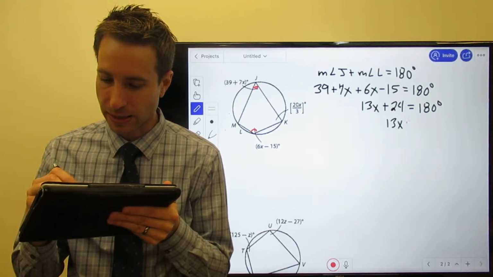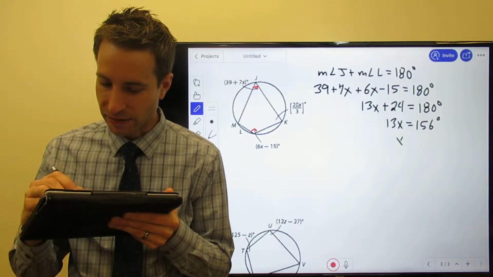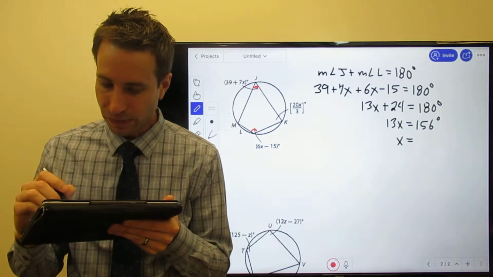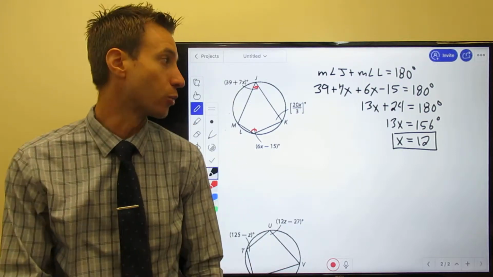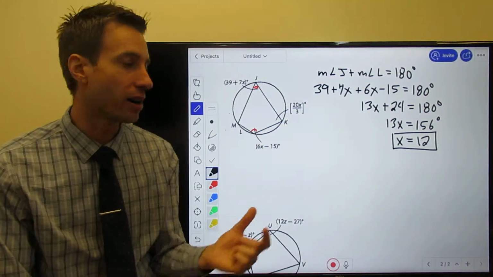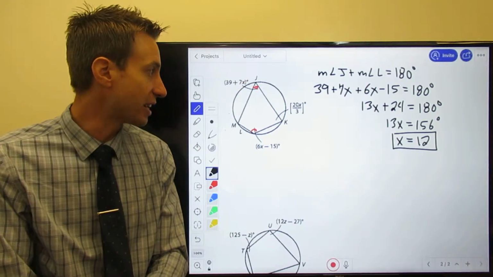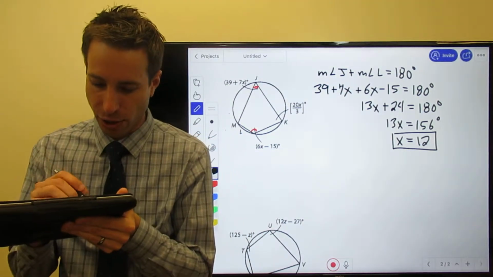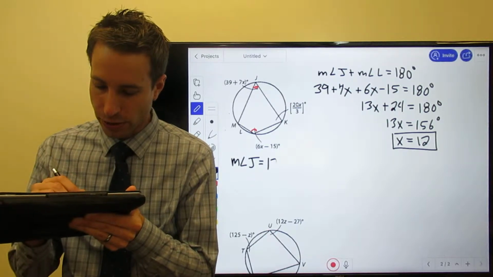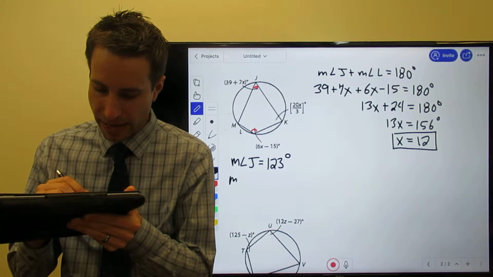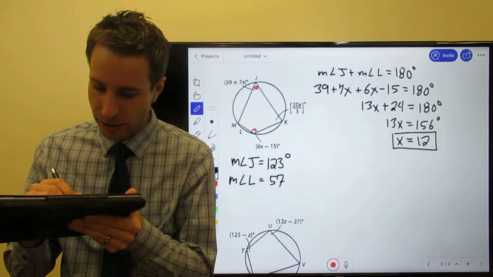So 13x is going to be equal to 180 minus 24, which is 156. And then divide by 13, and we wind up getting x is equal to 12. Now that I know that x is equal to 12, you're just going to plug into the equivalent statements, what I've told you J and L are equal to. Don't fat finger something on your calculator. You should get the measure of angle J is 123 degrees, and the measure of angle L is equal to 57 degrees.